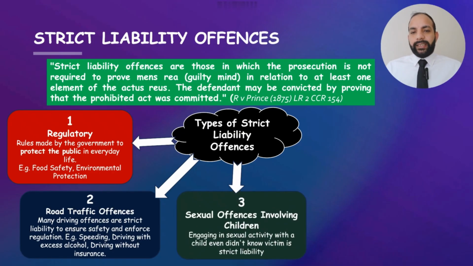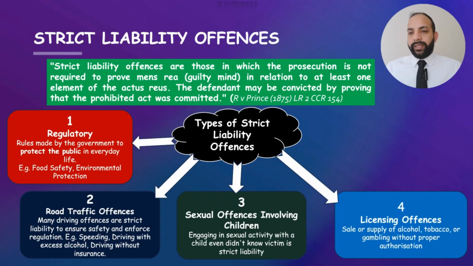Okay, number three is sexual offenses involving children. Engaging in sexual activity with a child, even if you didn't know the victim, is strictly liable. That is not an excuse, as it comes under strict liability offenses. So if anyone commits sexual offenses involving children, that is strictly liable. You don't need to prove mens rea for this offense as well.